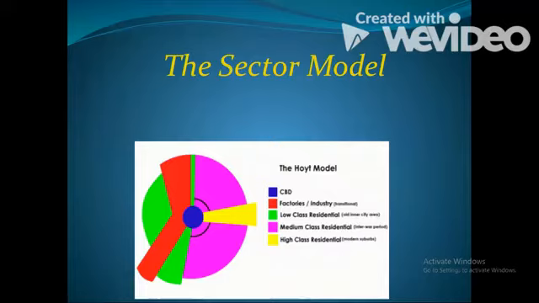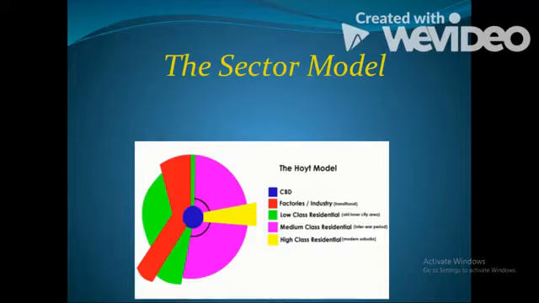As you will see later on, or you can see in this diagram also, this is somewhat similar to the Burgess model. Again the same CBD, again the same zones, that is the factories, the low class, middle class, high class. So it is somewhat similar.